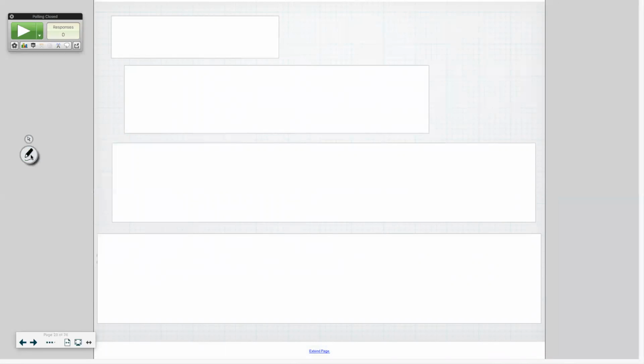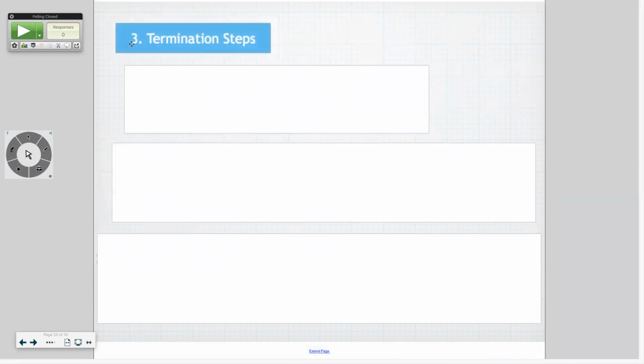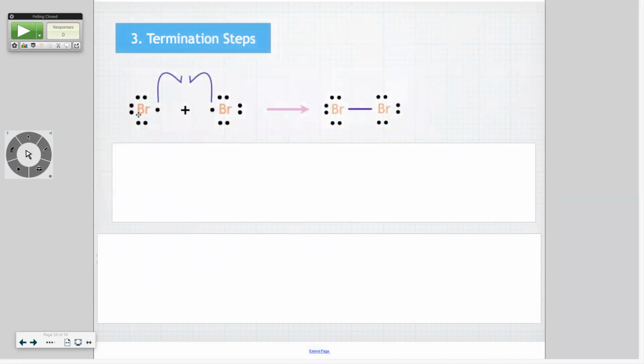Okay, here's our termination steps. We're going to take our free radicals and put all the combos together. Remember that the vast majority of your product is formed in the propagation steps. These are small formers of products. You don't get a lot of bromine formed. You get a little bit though. And so you're going to do basically all the possibilities. You're going to throw your free radicals together.